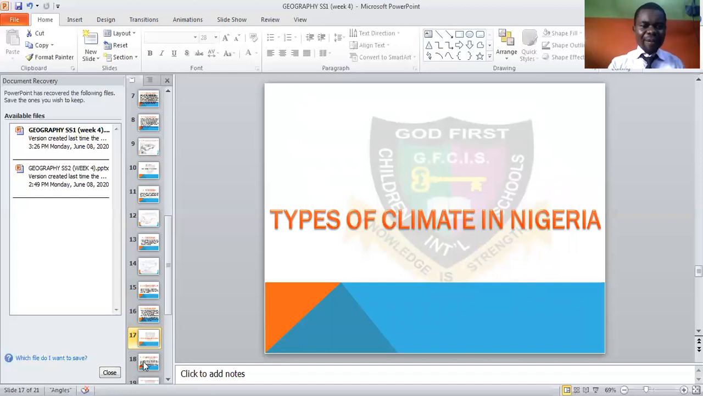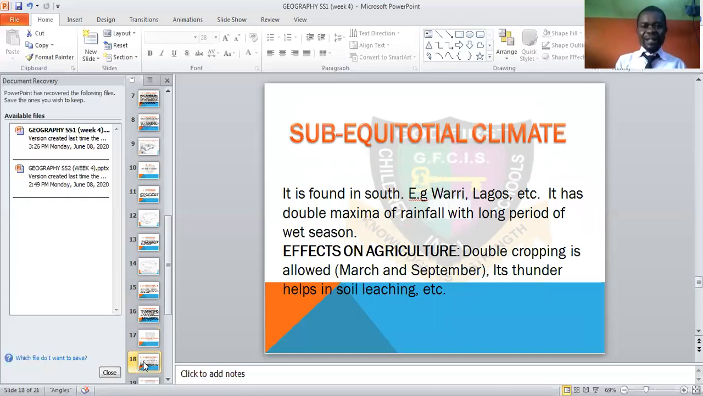We have different types of climate in Nigeria. As one of the things we look at in your objectives for this lesson, this first one is called equatorial climate. Equatorial climate is found in the south, like Warri, Lagos, where we are. It has double maximum of rainfall. I have discussed with you last time what is called the single maximum and double maximum of rainfall. That is having two types of rain within the year.